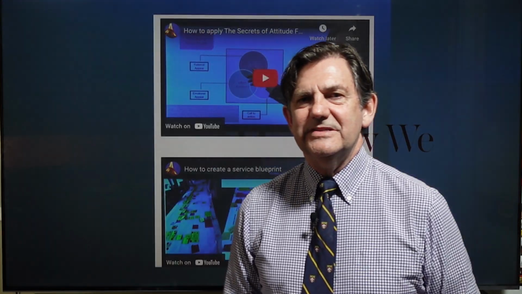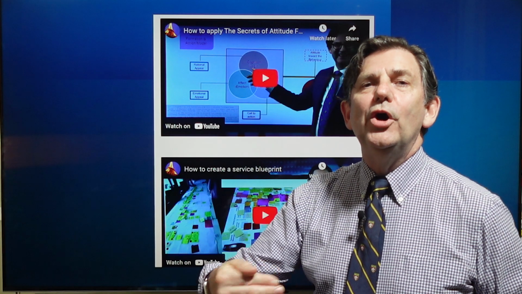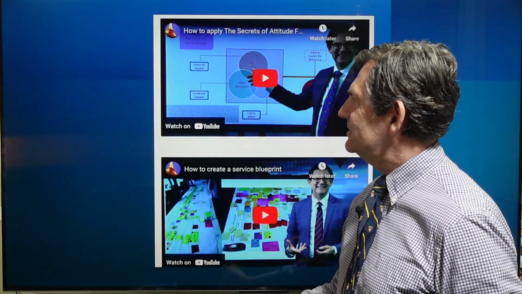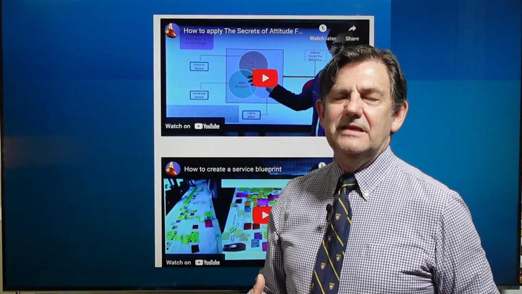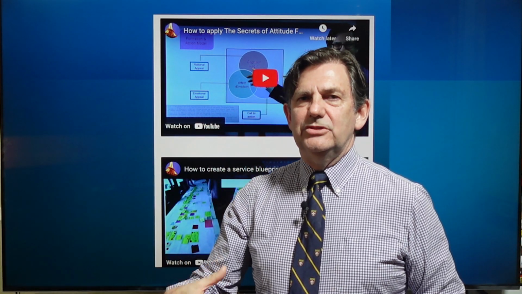What happens next really is we're assuming success. Now, how do we actually embed this? How do we scale this? How do we make this ongoing business as usual? There are a couple of things here that I find really valuable. One is this idea of this attitude formation.